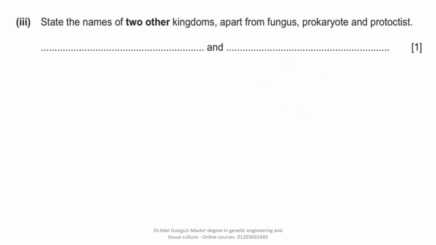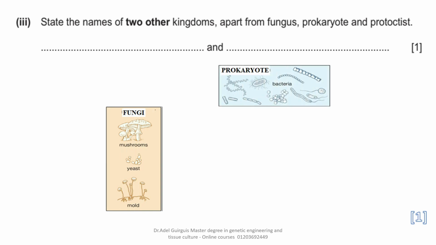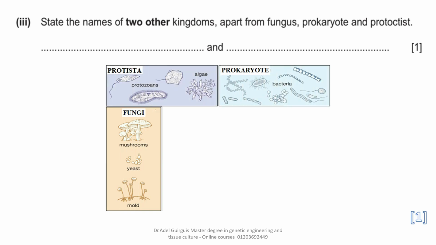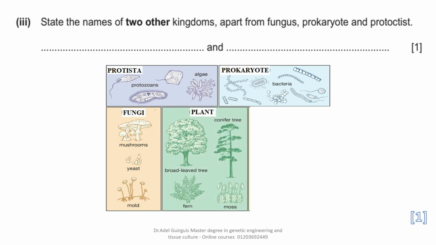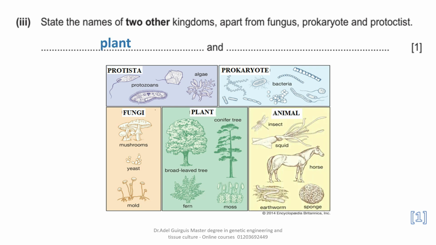Now for letter triple I, state the names of two other kingdoms apart from fungus, prokaryote, protoctist. Here three kingdoms. Okay, what are the remaining two kingdoms? Yes, the plant kingdom and the animal kingdom. It's okay.